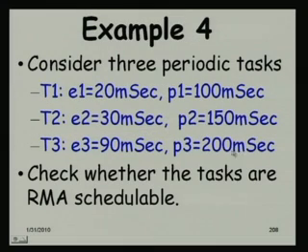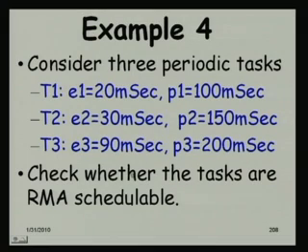Now, let us try a different task set. Let us say 20 and 100, 30 and 150, and 90 and 200 for the 3 tasks. Check whether the Liu-Layland criterion is satisfied. Find the 3 task utilizations and sum them up. Not satisfied, right? The Liu-Layland criterion is not satisfied, but please try the completion time theorem.